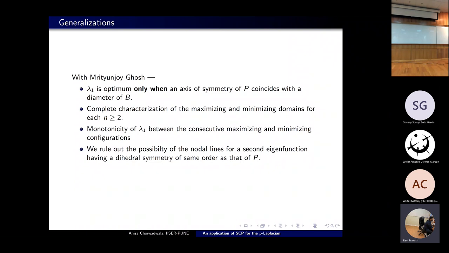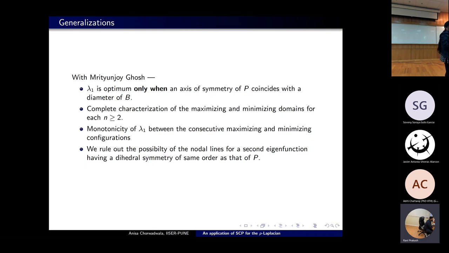So as an application of this result, the maximizing and minimizing configurations and the monotonicity property, we could prove that the moment your outer domain is a disk and your inner domain is P, satisfying all those properties that I said, dihedral symmetry and, between two consecutive axes of symmetry, the boundary distance from the center to the boundary being a monotonic function of the argument, or you can just keep the pictures in mind, for all those domains, the nodal line cannot have the same order of dihedral symmetry as that of P.